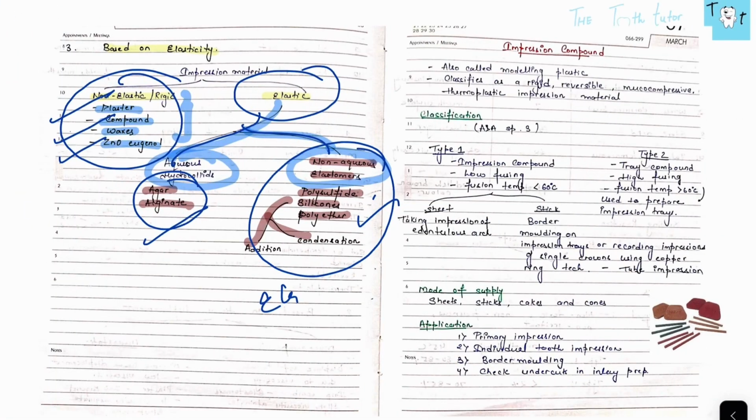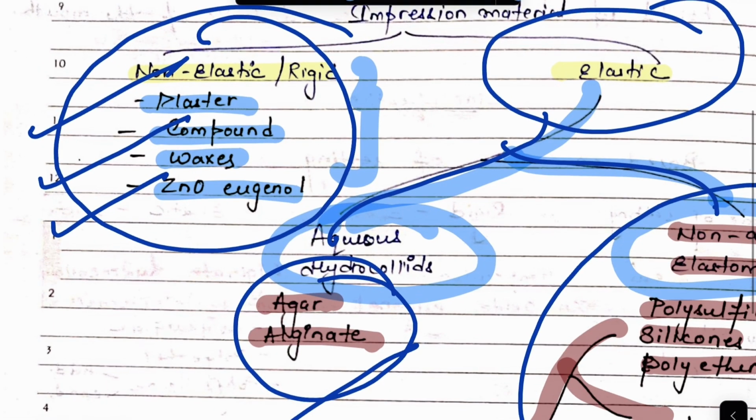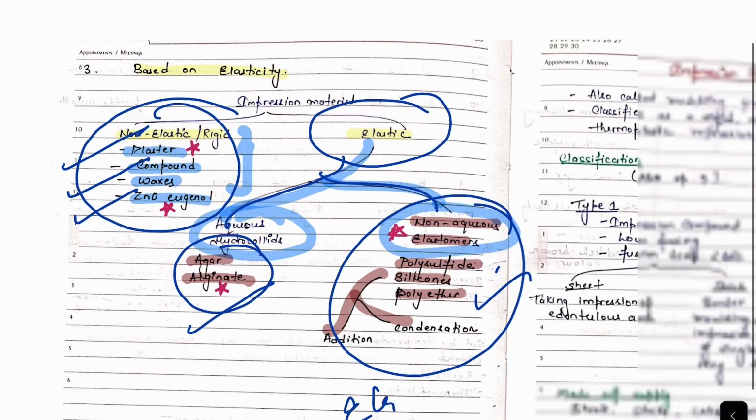If I go to this classification again, you will see that ZOE is setting by chemical change. Impression plaster is setting by chemical change. Alginate is setting by chemical change. And this entire group of elastomers are setting by chemical change. And all the others are setting by physical change.